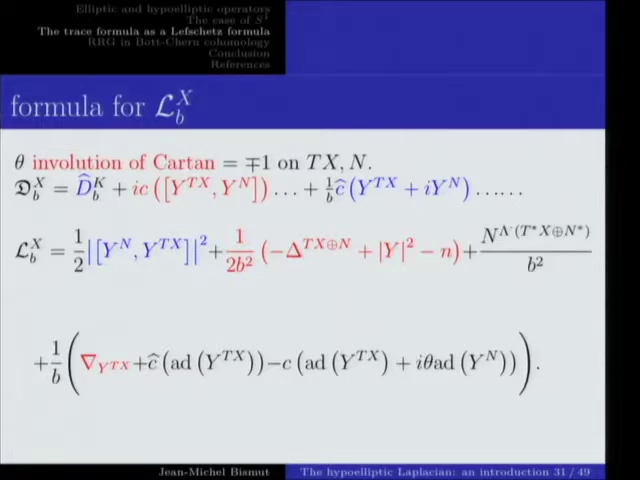This piece here is just, you take the Lie bracket of these Y_N and Y_TX. Y has two components, one in N and TX. This is modeled on p and k, so you can take the Lie bracket, you get an element of TX, and you take the norm square.